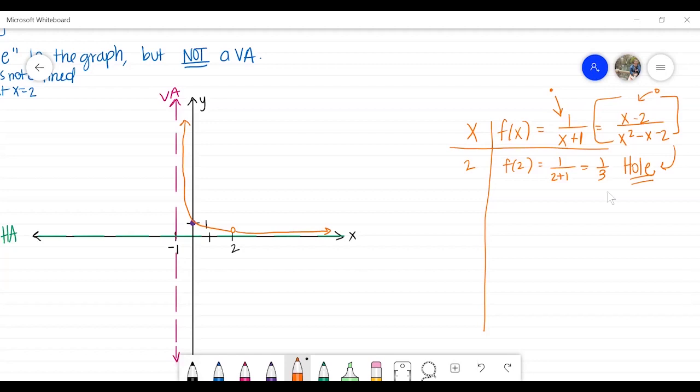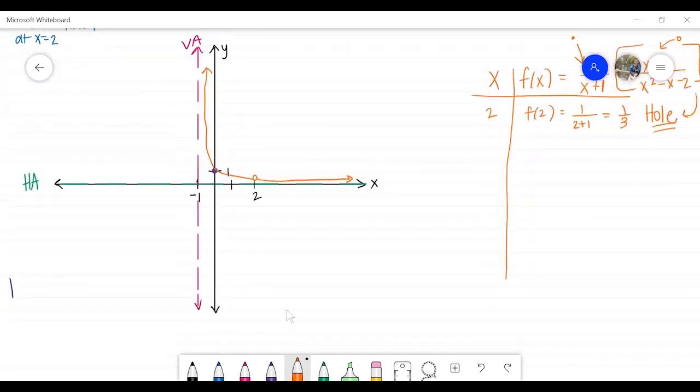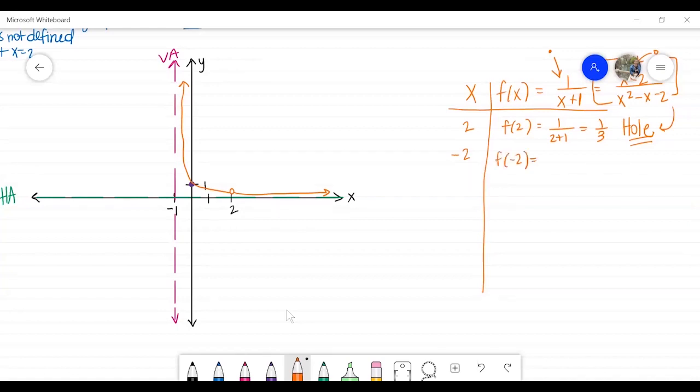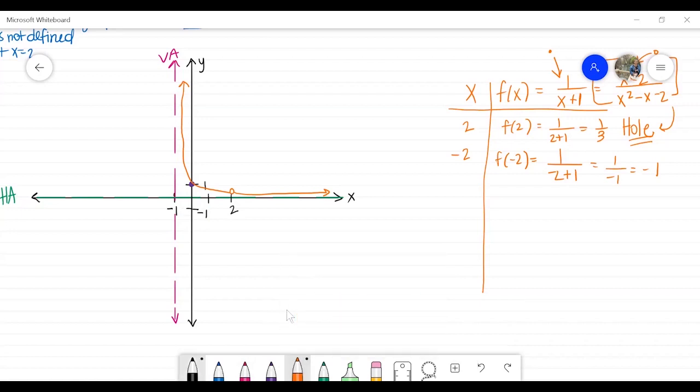What we don't know is what the function looks like on the other side of our vertical asymptote. So I would recommend plugging in some other numbers. So something like -2 maybe. So that's 1 over -2 plus 1, 1 over -1, or just -1. Go down here, that's -1. And then we go to plot -1, and then there's -2.